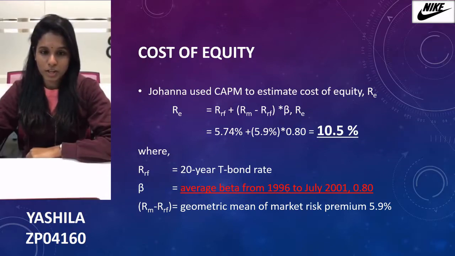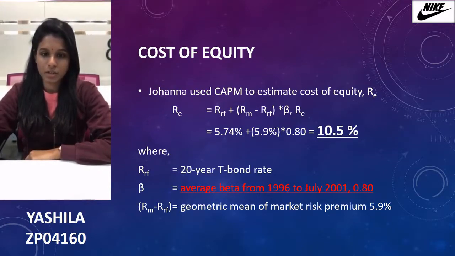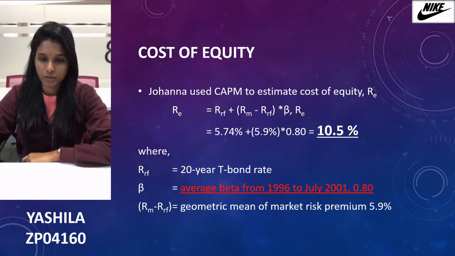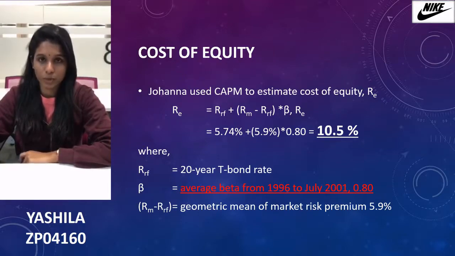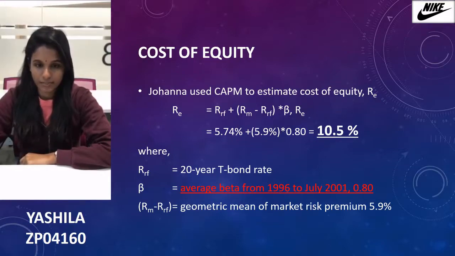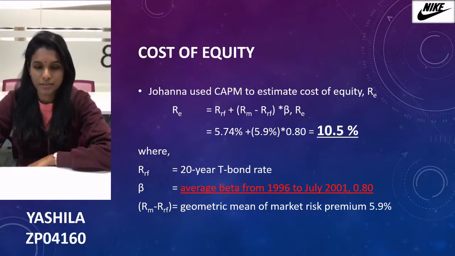Now moving on to the cost of equity. Joanna Cohen seems to use CAPM to estimate her cost of equity. Her risk-free rate comes from the 20-year T-bond rate, Cohen uses an average beta of 0.8, and her risk premium is 5.9%. So the CAPM gives 10.5%.